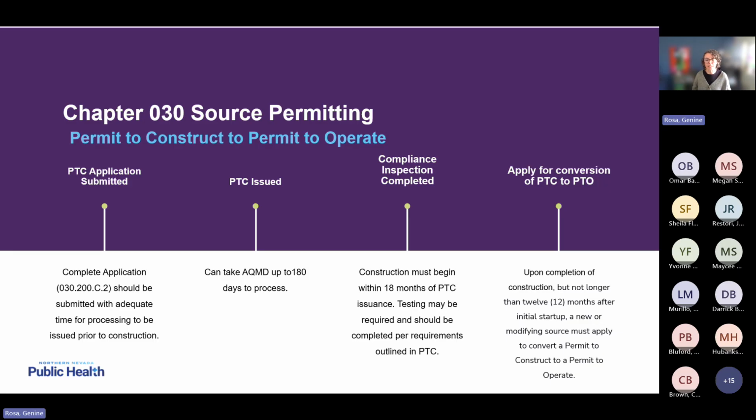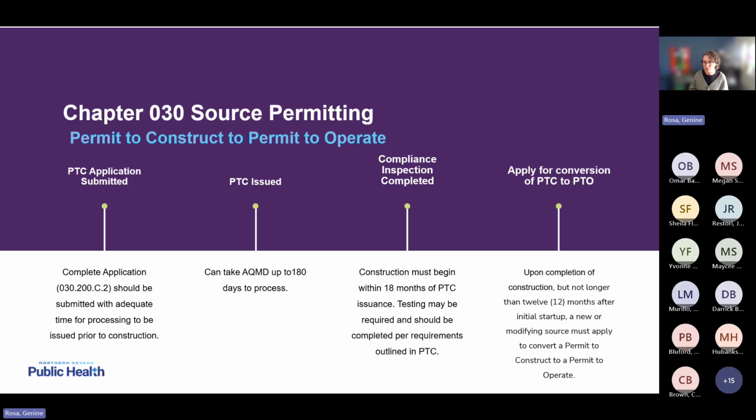So at the beginning stages of your conversations and planning is when you should get involved with air quality to determine, do I need a permit? Let me get the process started on that application. Once that's been issued, you have 18 months to begin construction. As long as you're actively in construction within 18 months, that's fine. You can continue to construct under that PTC, and you can operate under that PTC once you're fully operational.